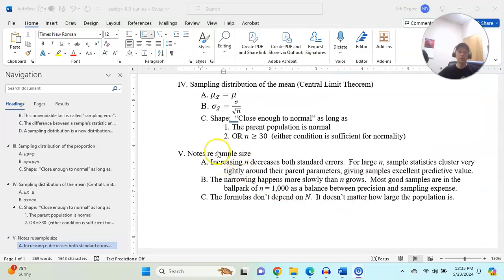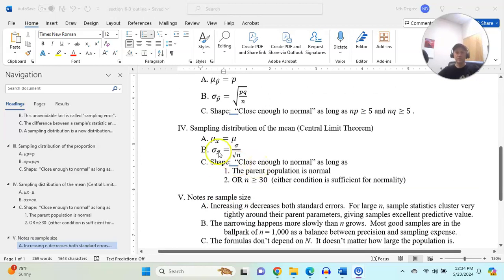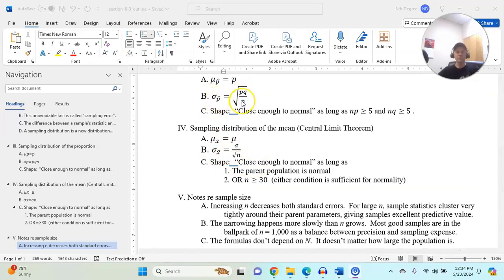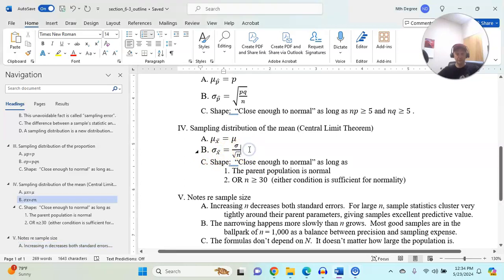I want to close out this clip by discussing this note regarding sample sizes before we move on to some examples together in the next segment. So if we look at these formulas for standard errors, the standard error of proportions is the square root of PQ over n, and the standard error of sample means is sigma over the square root of n. Even though these are very different concepts, you might notice that these formulas have something in common, and that is that they both have a square root of n on the bottom.